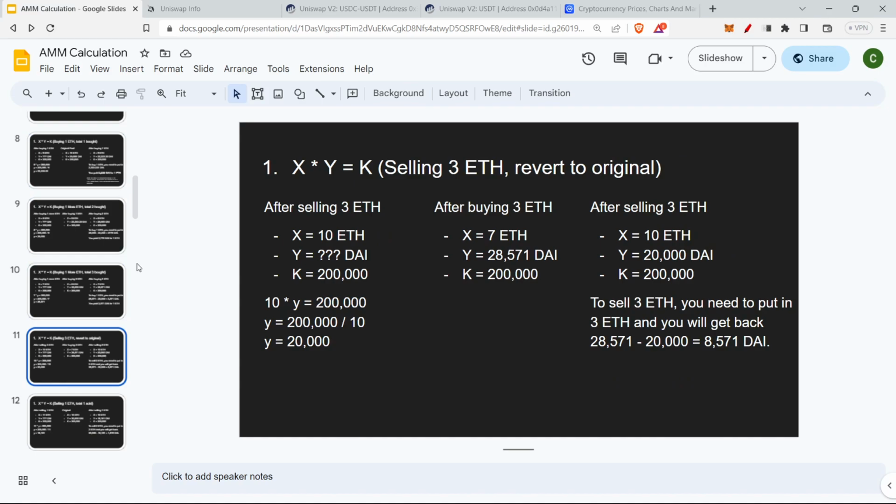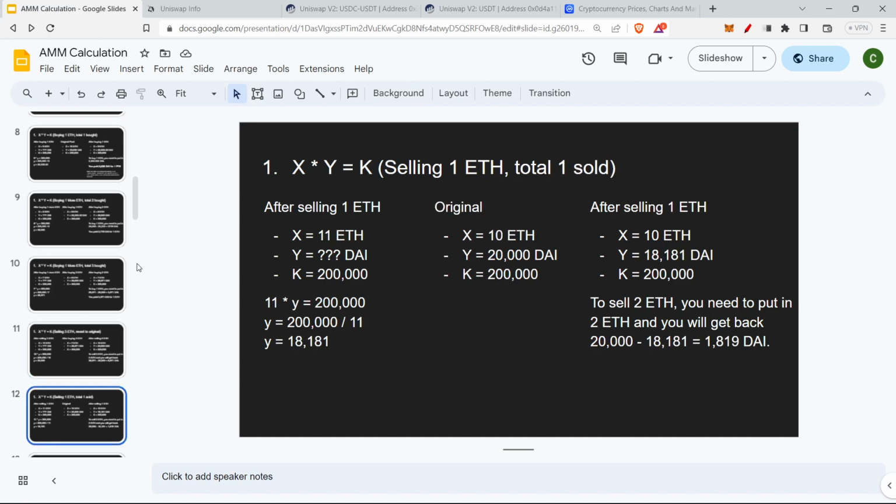Okay, let's now do the reverse. I want to sell one ETH. Selling means I want to put in one ETH, and I want to take back X amount of DAI. So maybe your friend gave you one ETH, and you want to sell it away. And you saw this liquidity pool and say, maybe let's try selling it to this liquidity pool. When you sell one ETH, this was the original pool, your X increases by 1.